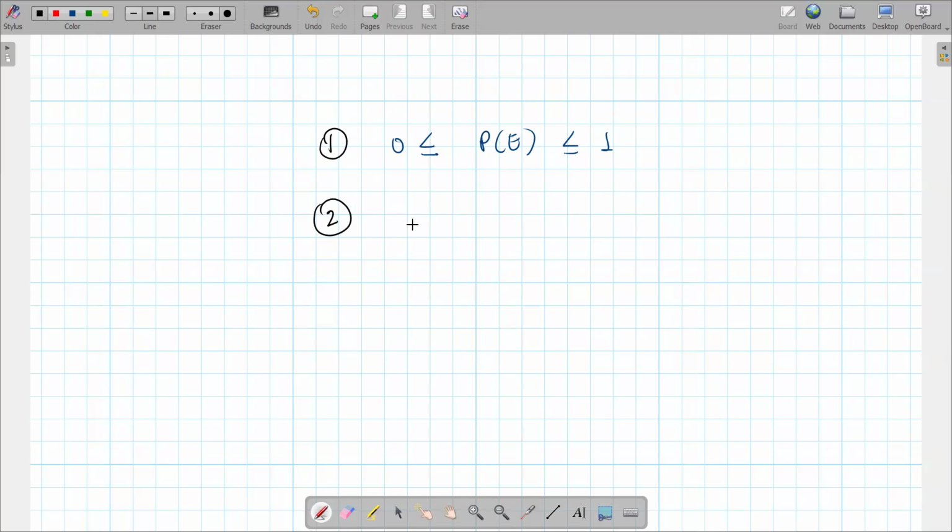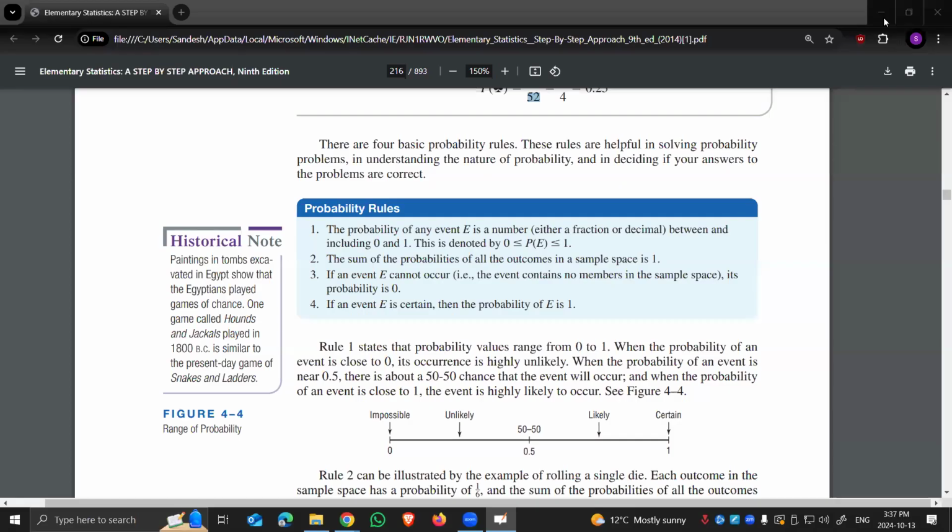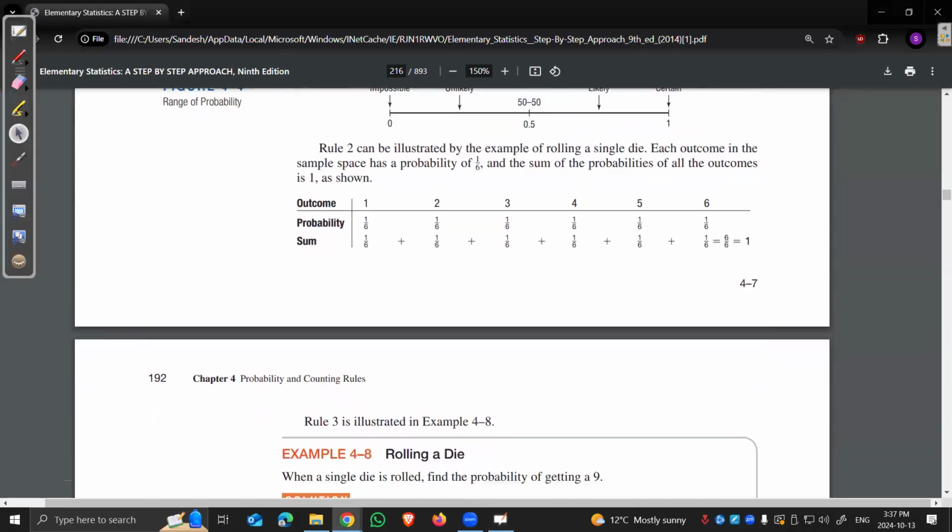The second idea is that when you sum up, this symbol means summation. It just means essentially a plus. When you sum up all the events for an outcome, it must add up to exactly 1. See if there's a question, otherwise I'm going to come up with one.